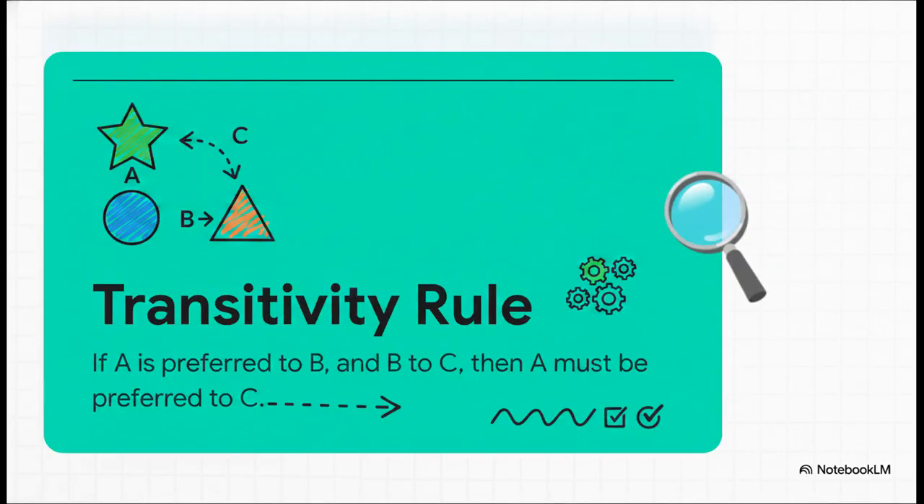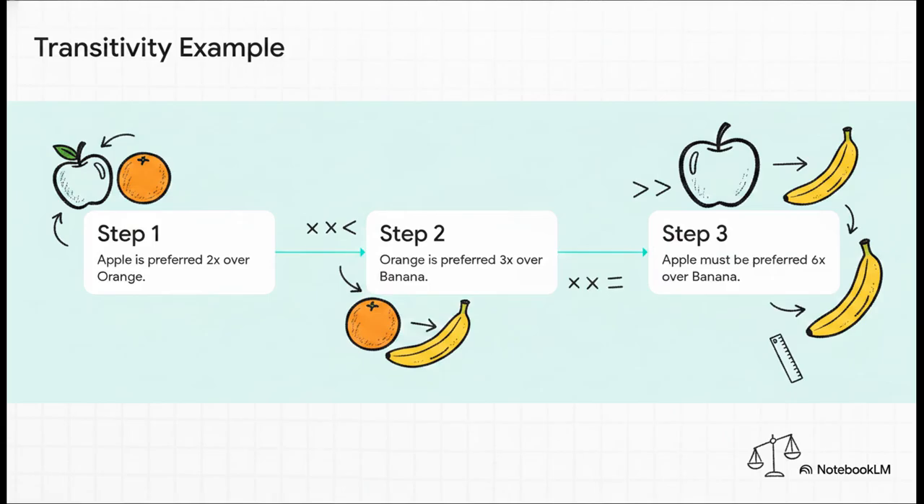So the crucial point here is that perfect logic requires strict adherence to what mathematicians call the transitivity rule. It sounds fancy, but in its simplest form, this rule just states that if alternative A is preferred to B and B is preferred to C, well then logically, A absolutely must be preferred to C. Let's actually ground this with a super concrete example.